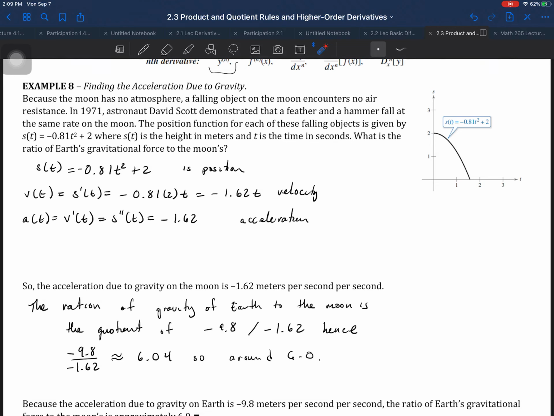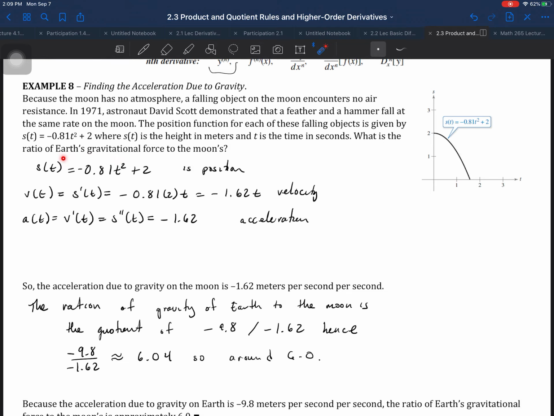So we can see that the gravitational force on Earth is about 6 times greater than the moon's, right? Now we want to make sure that we understand why we did Earth over moon, and that's because they specified it in the question: what is the ratio of Earth's gravitational force to the moon's? The order that comes in the sentence is the order we're going to do the division.